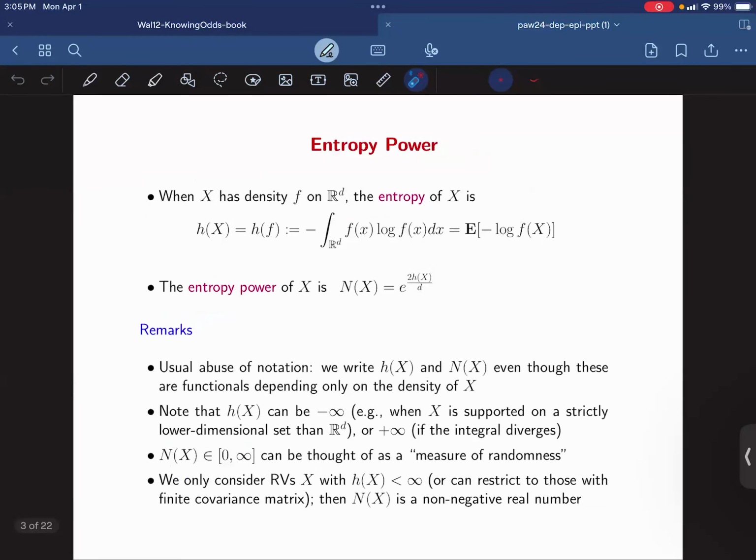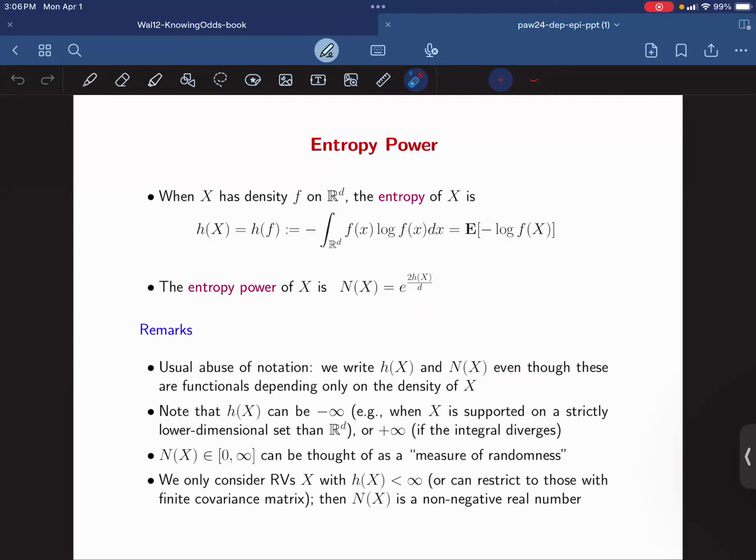Anyway, the entropy can take arbitrary real values, but the entropy power, which is defined in this way, takes only non-negative values. So the entropy power is the exponential of twice the entropy divided by the dimension, where X is a random vector in R^d. It's very common to write these as functions of X, though of course they're not a function of the random realization of X, they're just functions of its distribution.